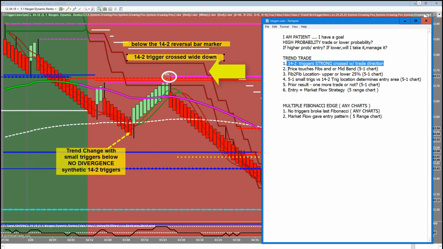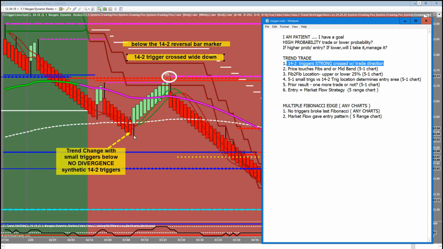Now, once we have our background color, we need price, the bars themselves, to actually touch Fibonacci resistance and/or mid-bands and/or prior divergences. And if we can get all of those things in the same spot, that's really a bonus. Our Fib to Fib oscillator needs to be in the upper 25%. For shorts, obviously; the lower for longs, but we're looking at a short here.